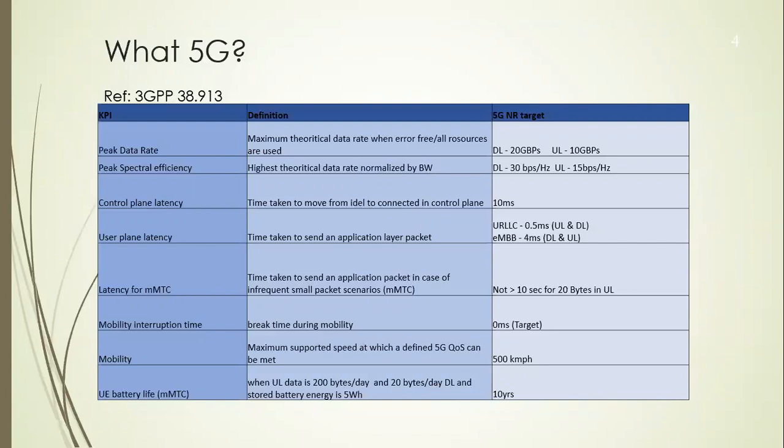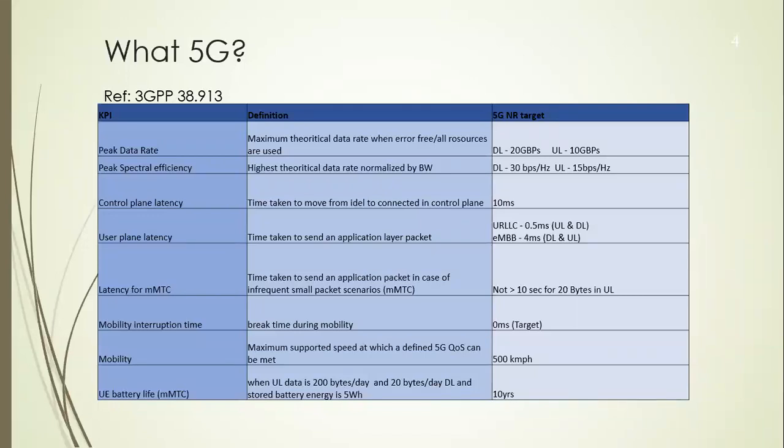Peak spectral efficiency. The spectral efficiency is measured in bits per second per hertz. How many bits per second per hertz we are able to send or receive. So in the downlink, the target is 30 bps per hertz, and in the uplink, it is 15 bps per hertz.